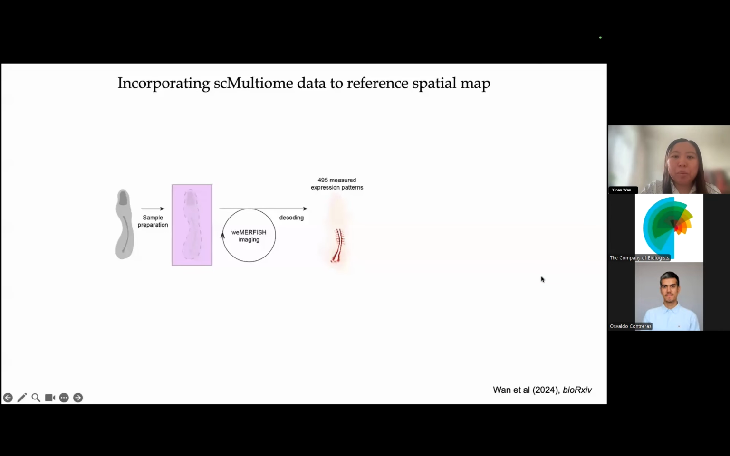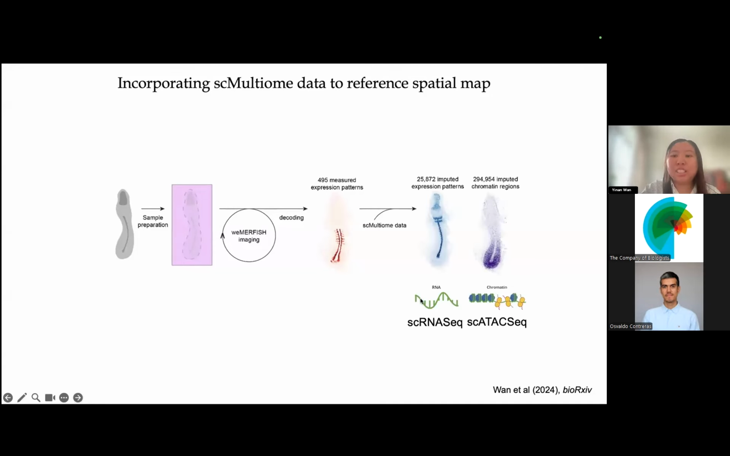In the lab, we also have single-cell multi-omics data, which means single-cell RNA-seq data that characterize the transcriptome, and single-cell ATAC-seq data that characterize, in the same cell, DNA accessibility patterns. Using a computational method called Tangram, we can infer where these single cells come from and impute the rest of the transcriptome as well as nearly 300,000 DNA accessibility patterns.